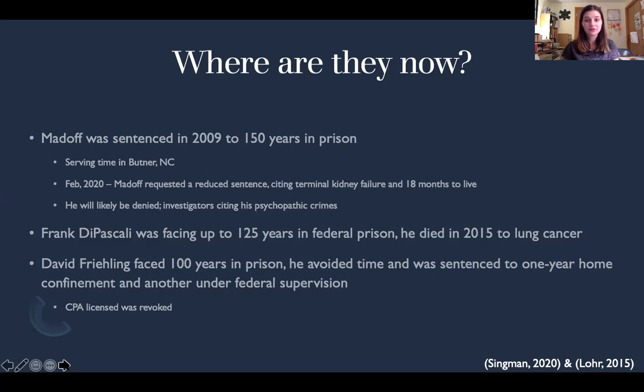The second is Frank DiPascali. So he was actually facing up to 125 years in federal prison, but just a couple months before his trial date in 2015, he passed away due to lung cancer. And then there's David Friehling. He faced 100 years in prison, yet he cooperated with investigators and he actually avoided time. However, he was sentenced to 1 year home confinement and another under federal supervision. His CPA license was revoked. He will never be able to get it again, and I believe his firm, Friehling and Horowitz, has been dismantled.